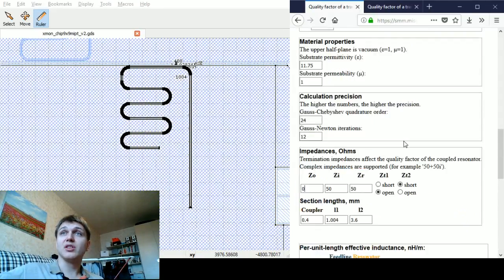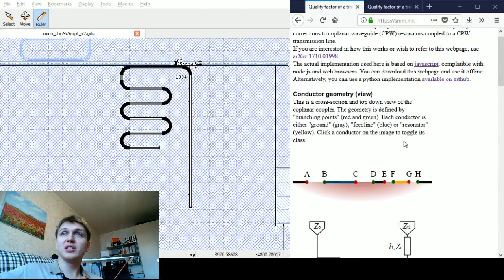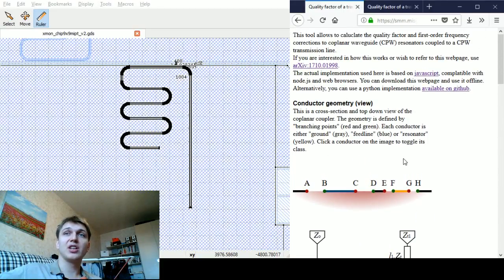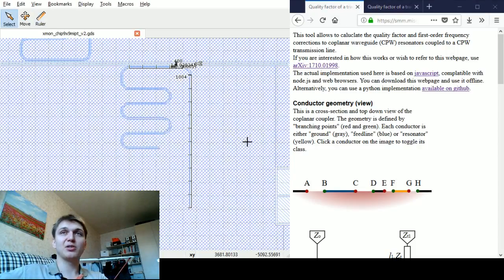This is almost it, and if you're interested in how this works, you can visit this arXiv paper, and we'll have a peer-reviewed paper soon in EPJ Quantum Technology. You can have a look at the JavaScript behind it, or if you like Python, there's also a Python implementation. It's a bit slower, but it still works, and that's it. Thank you for your attention.